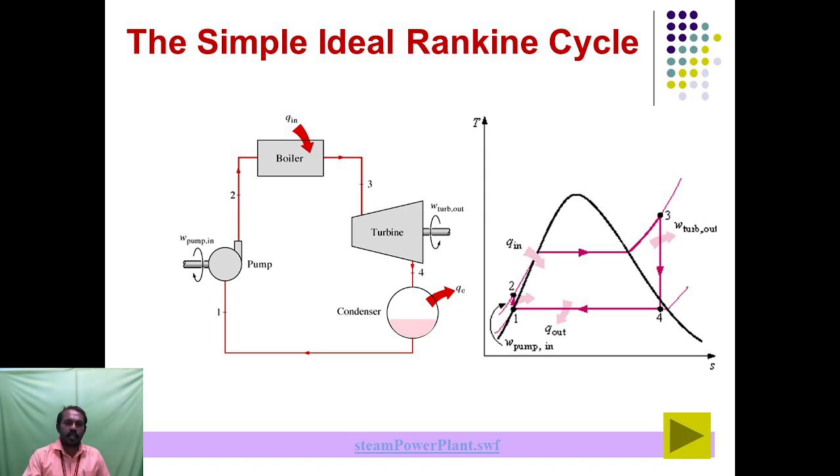And the third one is the turbine. Turbine is a device that extracts energy from fluid flow and converts it to useful work. This is process 3 to 4, that is isentropic expansion. And the fourth one is the condenser. Condenser is a cooling device, gases to liquid. It is the 4 to 1 process. It is an isobaric heat rejection process. So these are the processes of the Rankine cycle.